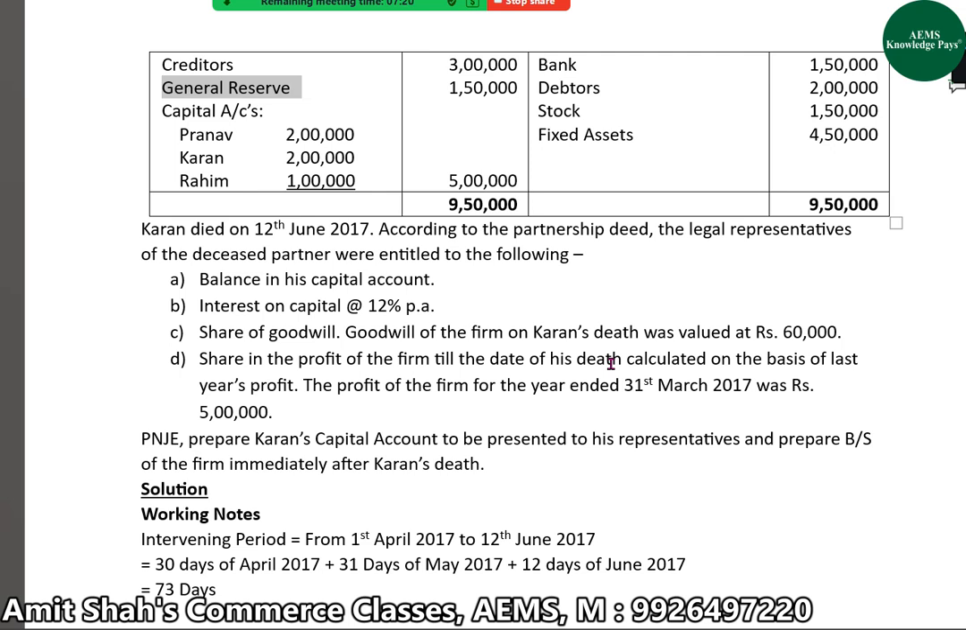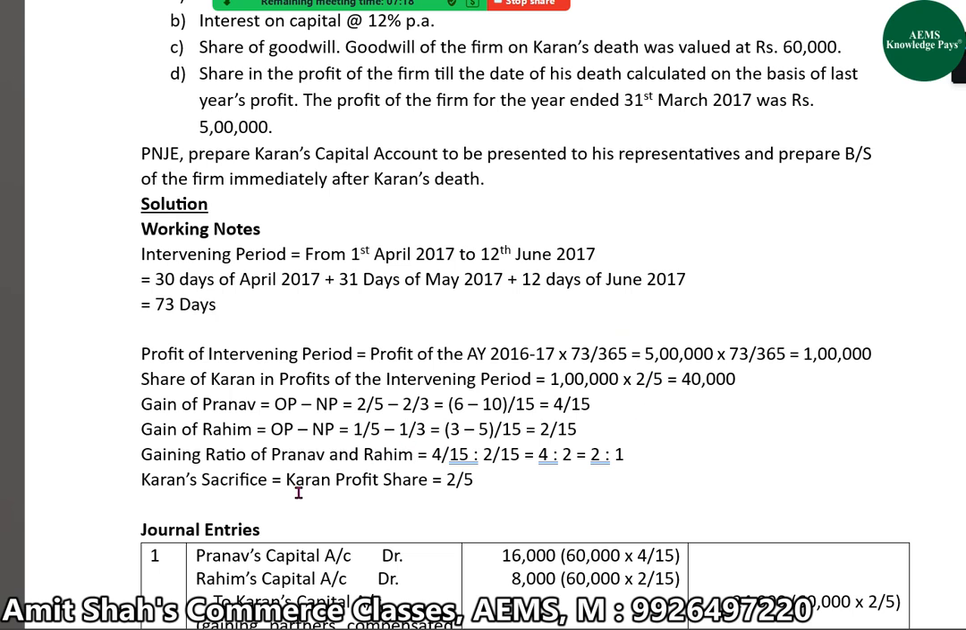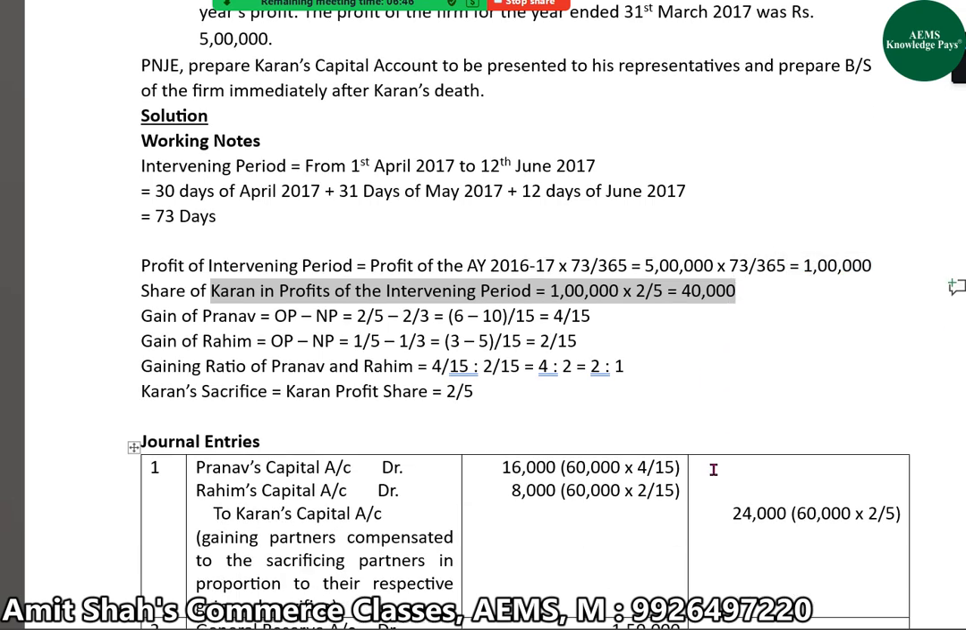Right, guys? Now we will record entry for intervening profit. Since remaining partners' profit sharing ratio is not changing, in that case only outgoing partner would be given his share in the profits of the intervening period. And his share in profits of intervening period is rupees 40,000.